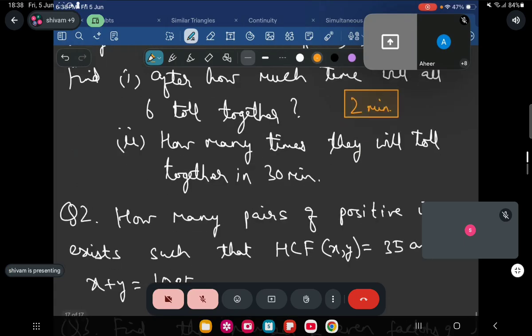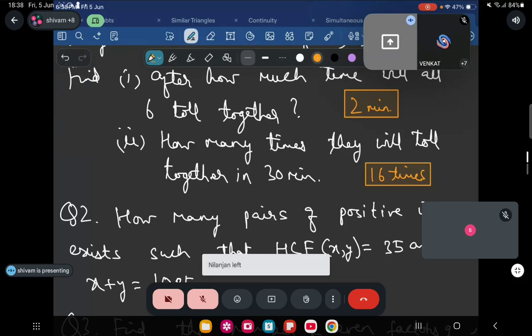Next. Over here, 16 times. Sir, 15 times. Why 15? Should be 16 times, right? How it is 16 times, I'm telling you, Abhiraj. You must have divided 30 by 2, isn't it? But try to understand. You have to count the first bell also, right? You have to count the first bell also.